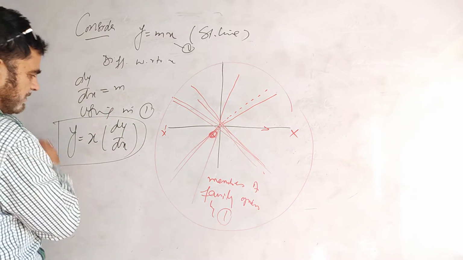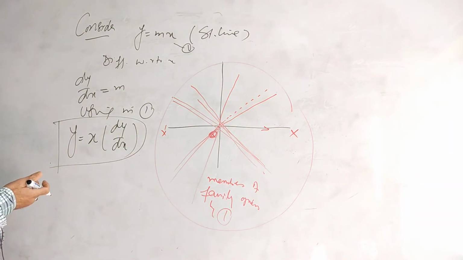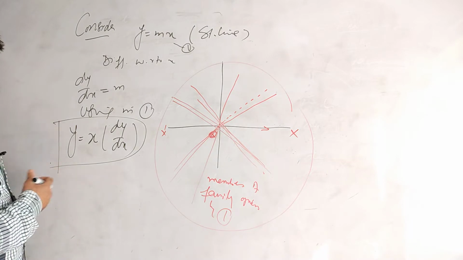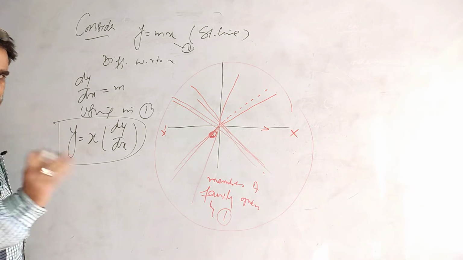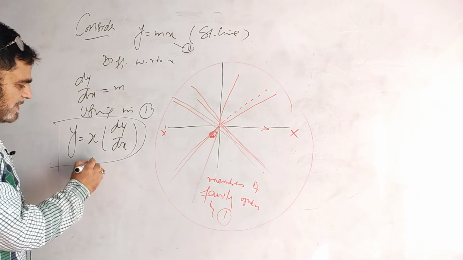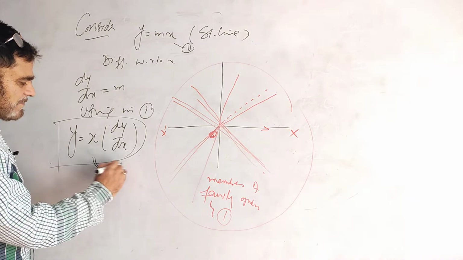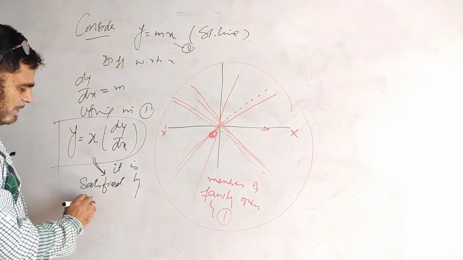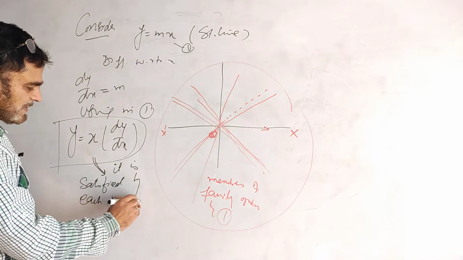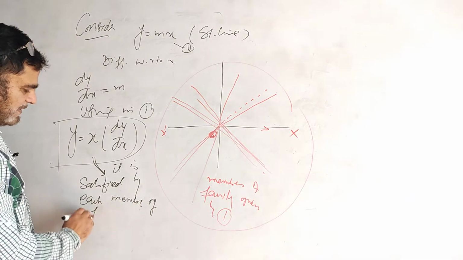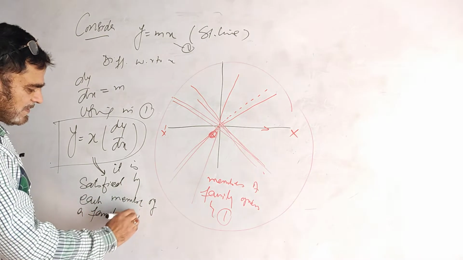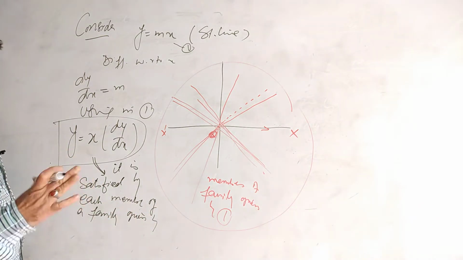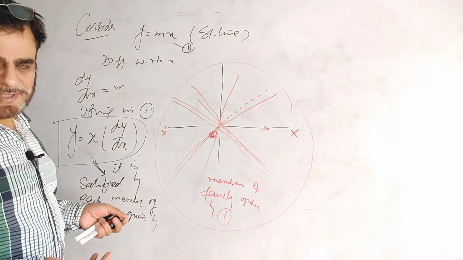So what is this equation? Of course you will say it is a differential equation, but it represents something. It has some origin and some meaning. Every differential equation has some meaning. The meaning is that it is satisfied by each member of a family given by some curve. What is our curve here? It is y equal to mx. y equal to mx is also a curve.